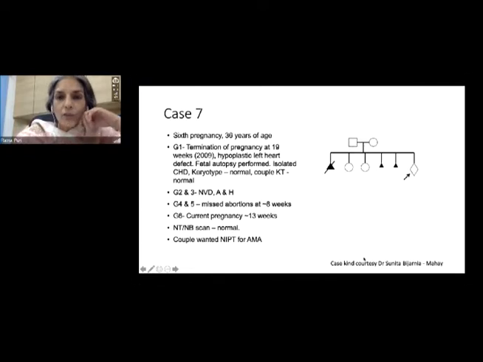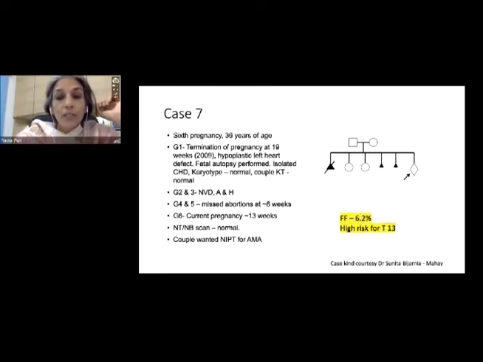Now this case has been shared with me by my colleague, Dr. Sunitha. It's a very recent case. This was a 6th gravida. The first fetus had hypoplastic left heart syndrome, but we had done an autopsy, the microarray, karyotype, everything was normal. She had 2 females. Then there were missed abortions. The couple karyotype was normal. So everything had been worked up, and in this state, she wanted an NIPT because of her advanced maternal age.